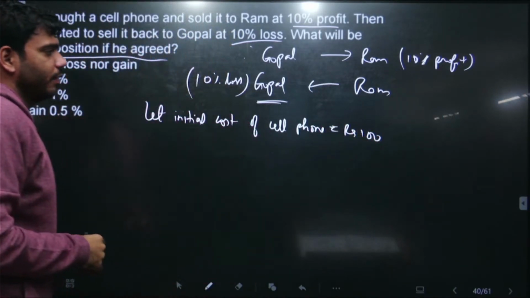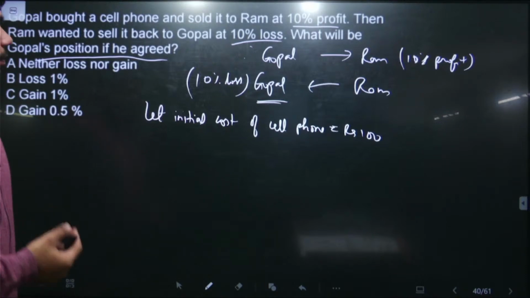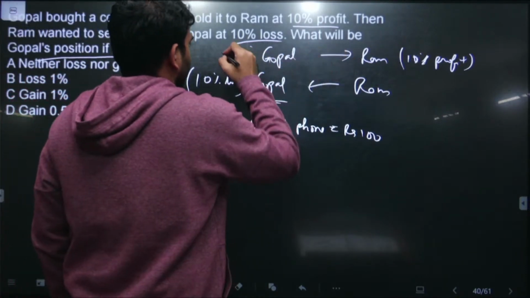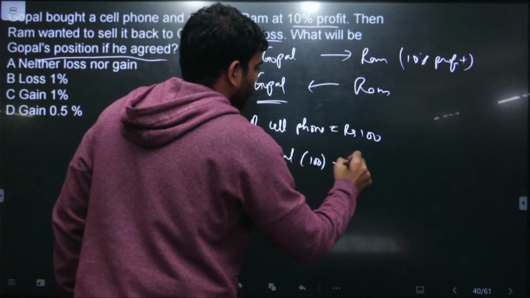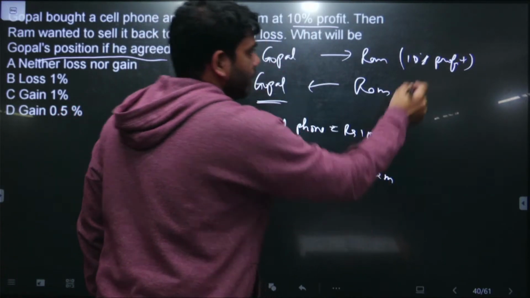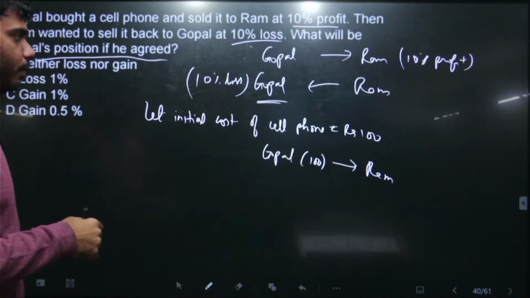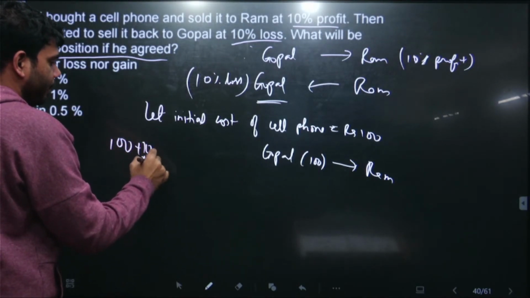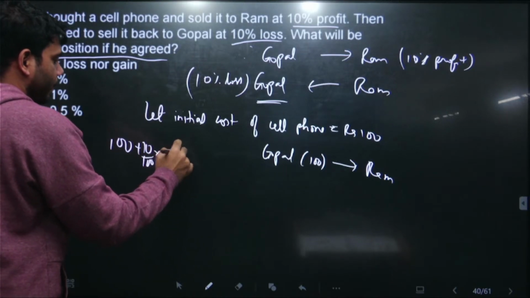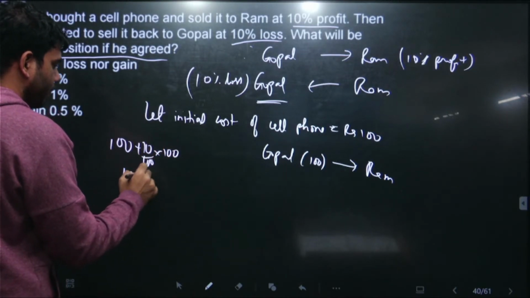Initial cost of the cell phone, let rupees be 100. Then Gopal का इसका यहाँ पे दोबारा लिख लेते हैं. Gopal had bought this thing for 100 rupees and then he is selling it to Ram at a profit of 10%. At a profit of 10%, मतलब 100 plus 10% of this 100. This is the profit that he is making. So this will be coming out to be 100 plus 10.